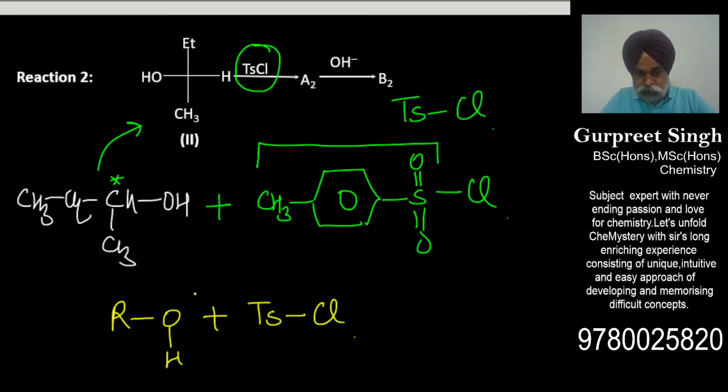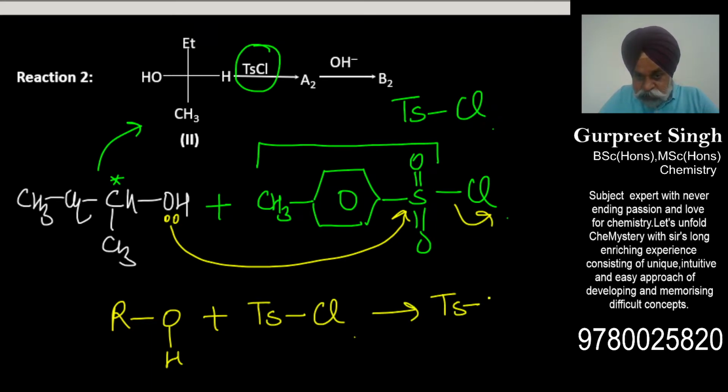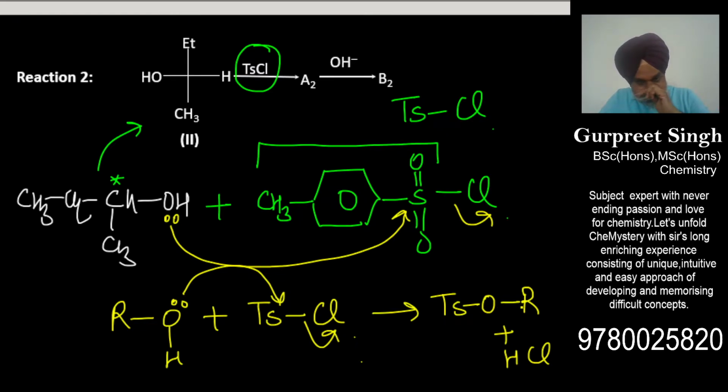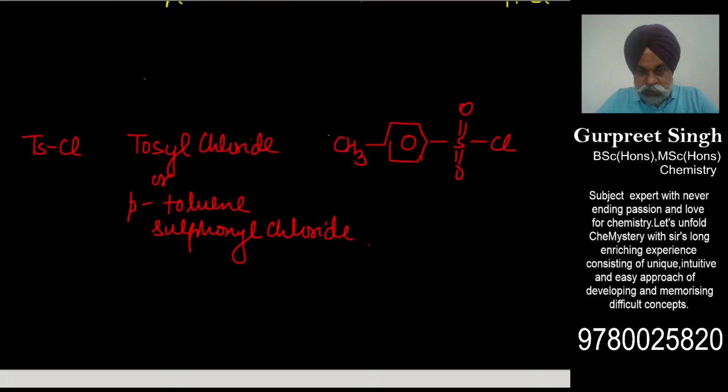So basically, what is the viewpoint here? The lone pair of the alcohol is going to attack this and throws the Cl negative out. So basically you end up getting a compound which we may say like this: you have attacked the tosyl chloride, Cl negative has gone, and you get ROTs. This is what you have to see. Or let me write it once more for you.